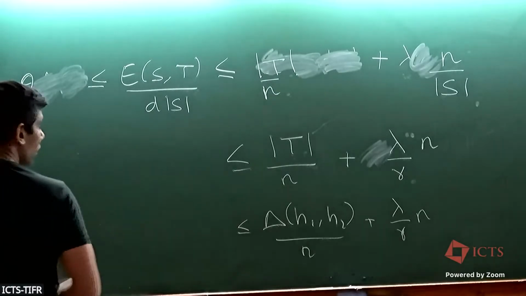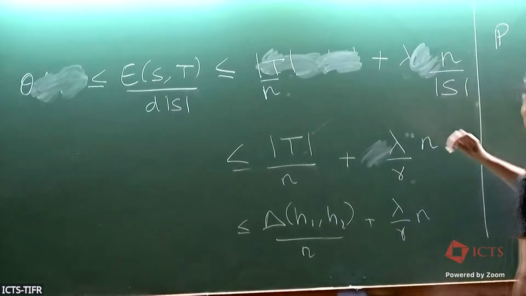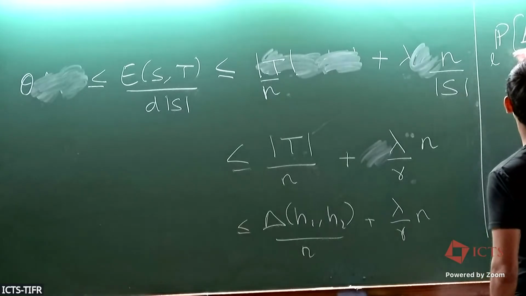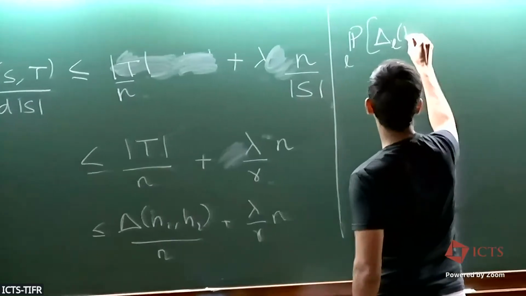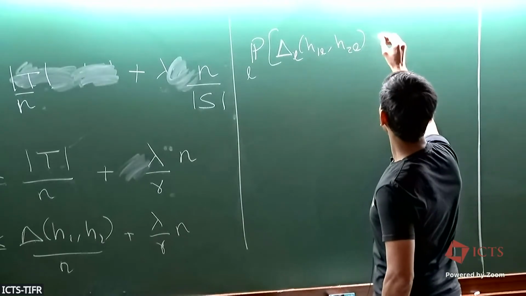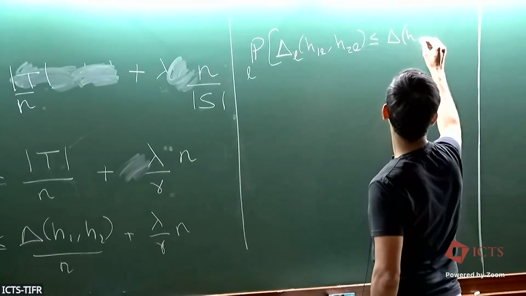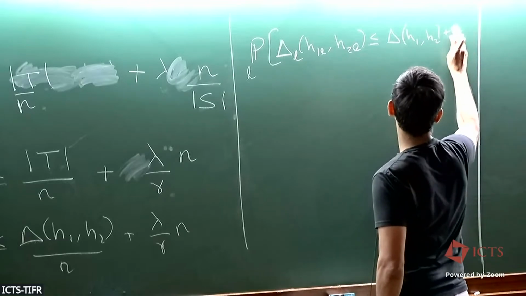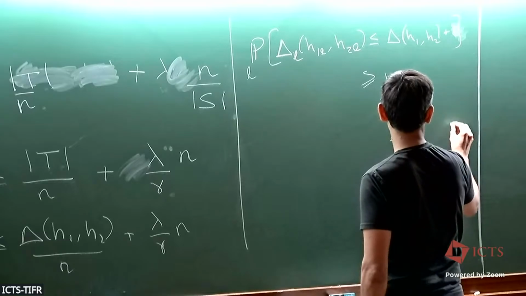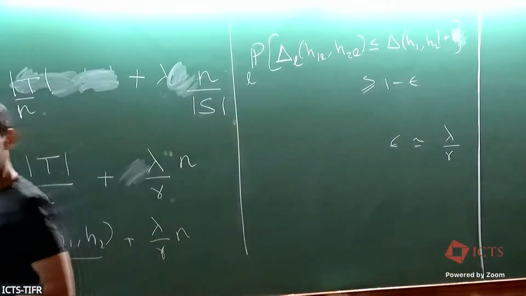Okay? And if you work this out, you can prove a slightly stronger version of this statement, using this kind of second moment-like concentration: the probability over a vertex L on the left that the local distance of H1L, H2L is a lower bound on the global distance plus some epsilon is at least 1 minus epsilon, where you think of epsilon as roughly lambda over gamma. So almost everywhere, the local distance will be a lower bound on the global distance.